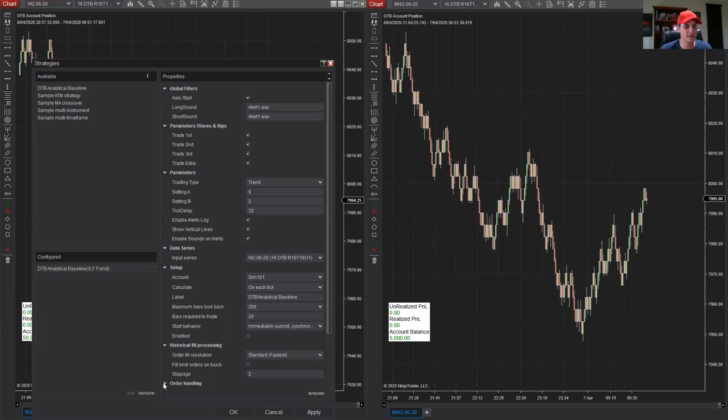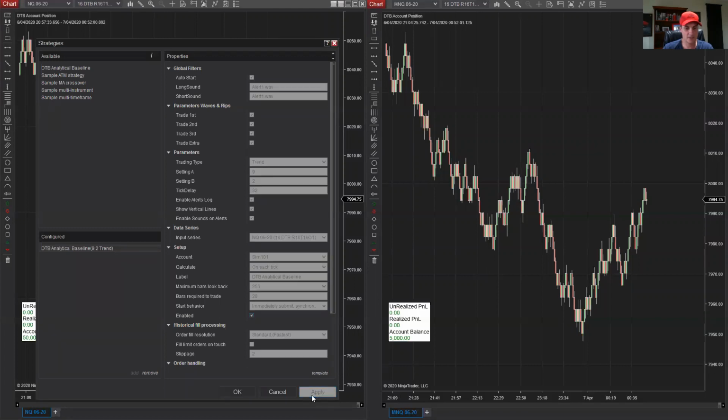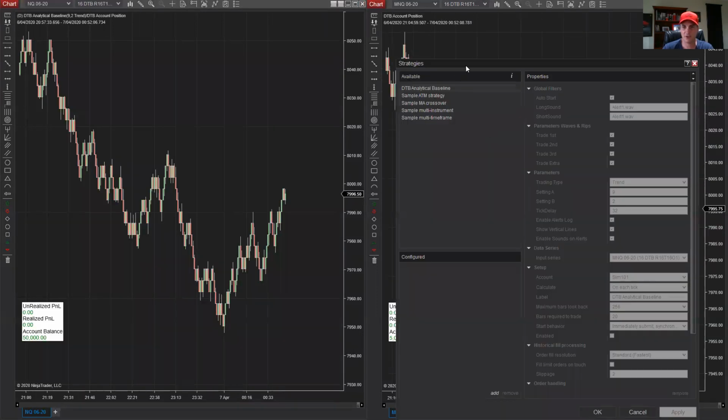So I'm going to go ahead now and just add the strategies. And this strategy that you're seeing now, the DTB analytical baseline, is going to be provided just like this. It's going to have all the settings pre-input, and all we basically have to do is click enable, apply, and then OK. I'll do the same thing on the MNQ.